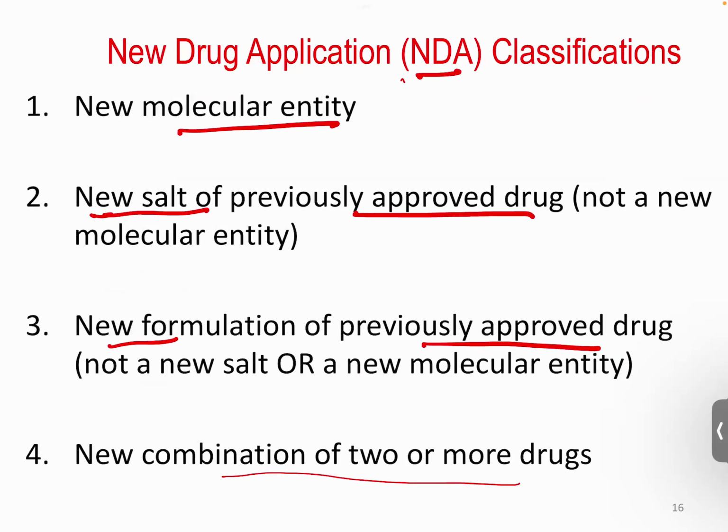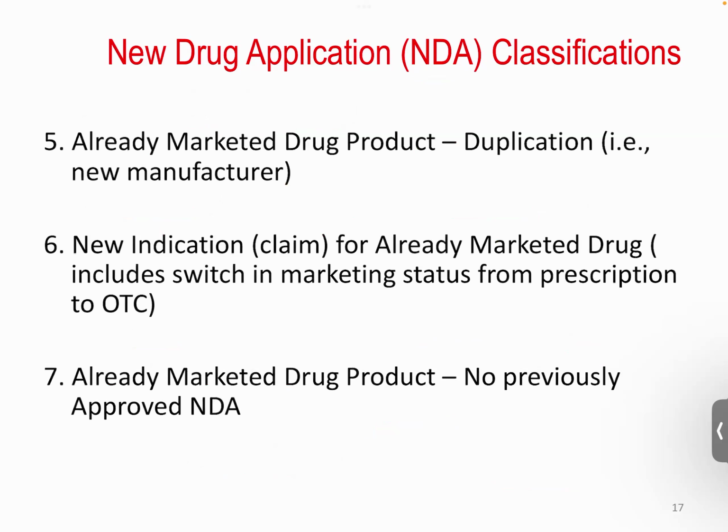So see, you can't say that this drug has been approved differently. No. Even if you are combining it now and selling it, maybe it is already approved for some other indication previously. But you have to apply for a new NDA application if you are changing anything. So these are a few examples. Here are more examples: already marketed drug duplication, new indication for an already marketed drug, and already marketed drug product with no previously approved NDA.